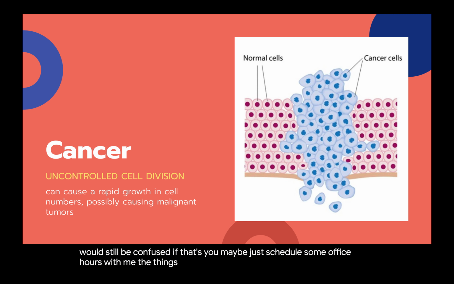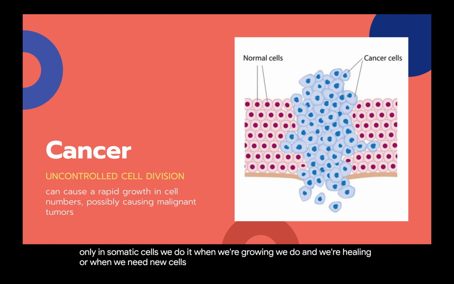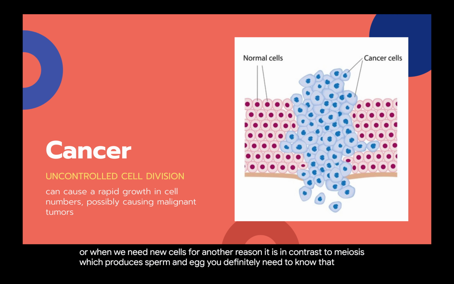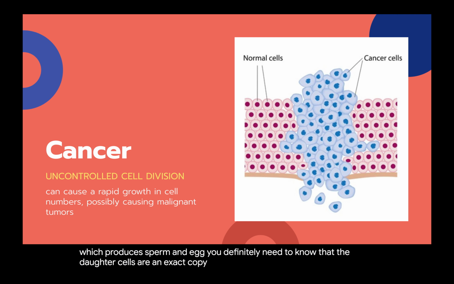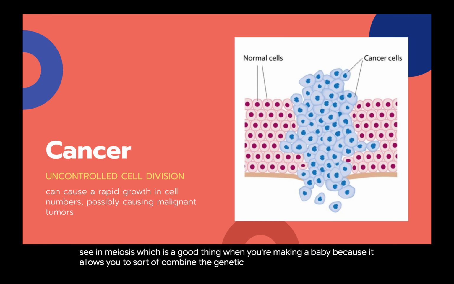The things that you definitely need to be responsible for knowing is that mitosis occurs only in somatic cells. We do it when we're growing, we do it when we're healing, or when we need new cells for another reason. It is in contrast to meiosis, which produces sperm and egg. You definitely need to know that the daughter cells are an exact copy and there's no crossing over, which we see in meiosis, which is a good thing when you're making a baby because it allows you to sort of combine the genetic material that you got from both of your parents, which might create some novel combination.